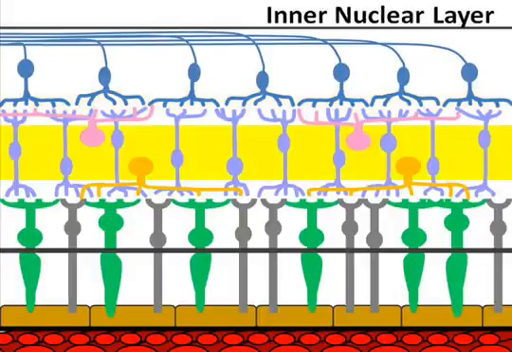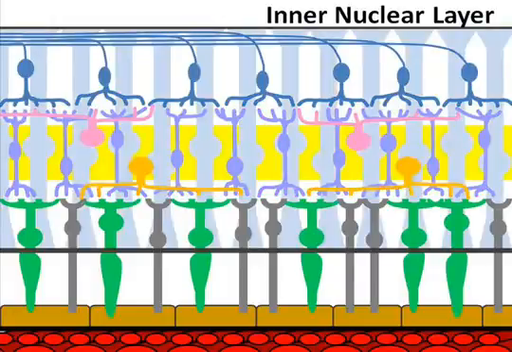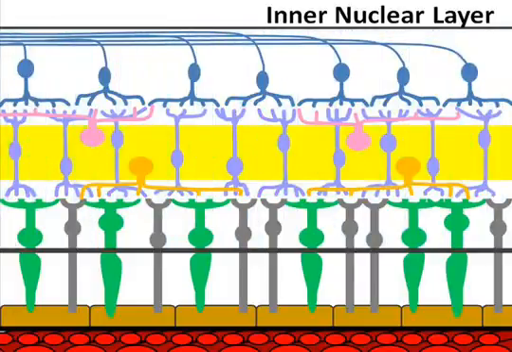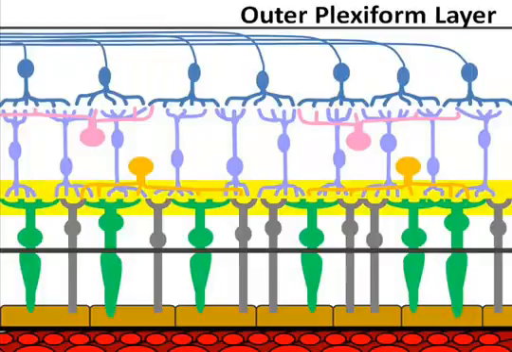Below the inner plexiform layer is the internuclear layer. This layer contains the main part of the cell bodies with the cell nuclei of many types of retinal cells. The bipolar, amacrine, horizontal, and Mueller cells are all found here. Underneath the internuclear layer is the outer plexiform layer, a layer of connections between two layers of nerve cells.